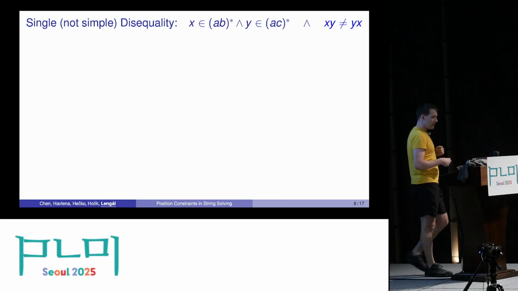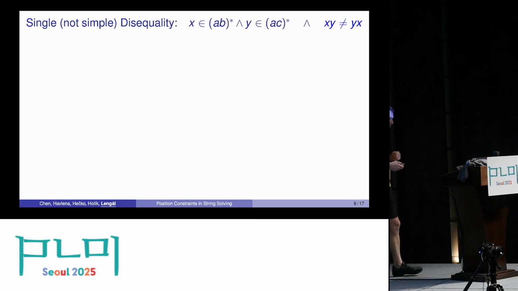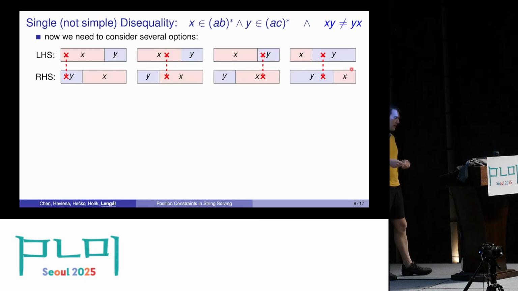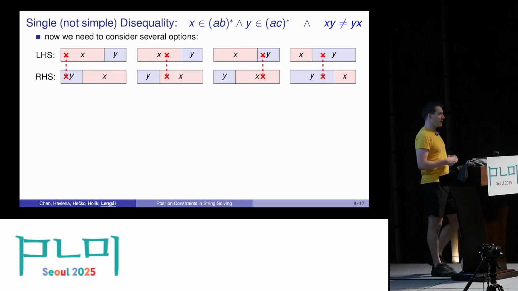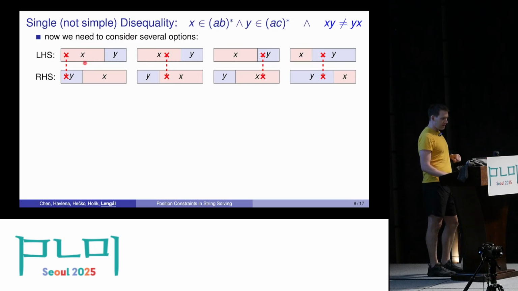Now let's look at something more complicated, a single disequality which is not simple anymore. In this case, on both sides of the disequality we have not a single variable anymore, but a concatenation of several variables. This is more complicated because now the mismatch can happen in several possible cases. The first case is between X and Y in this part. It can be between X and X. It can be between Y and X in this part, and also between Y and Y.